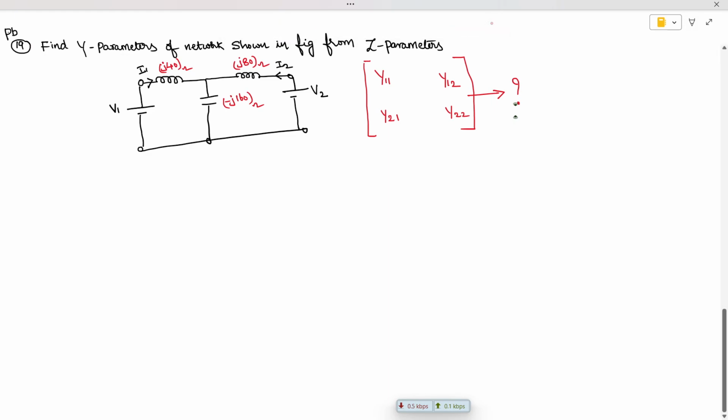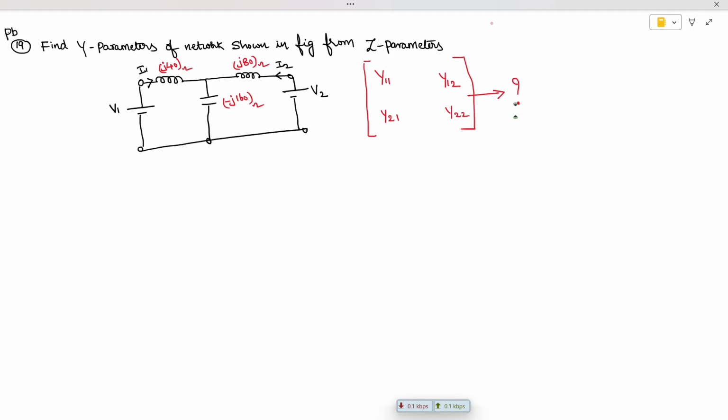So today we are going to find this problem solution. Find the y parameters of the network shown below from z parameters. So first we have to find out z parameters. From z we need to find out y parameters. You can see here the given network is a T network.